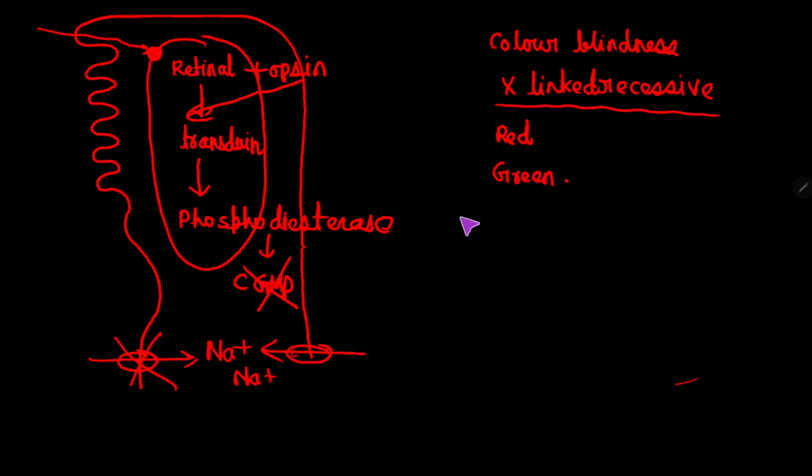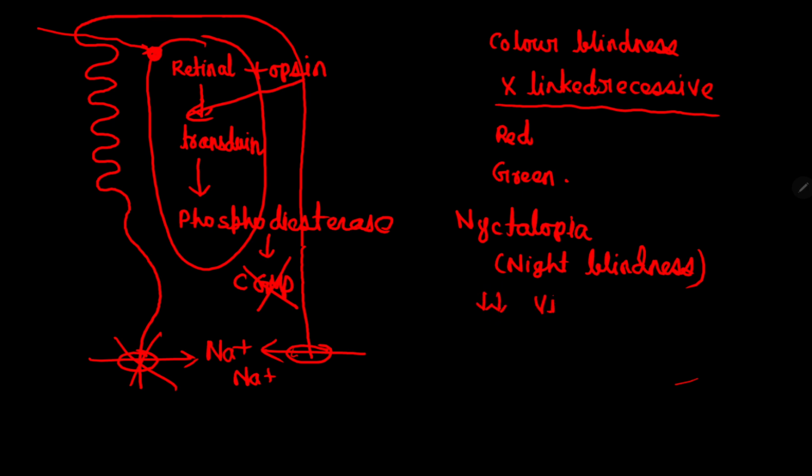Then we have one disease called nyctalopia. Nyctalopia means night blindness. Night visualization will not be very clear. The reason for this is less vitamin A. When vitamin A is less, obviously retinol synthesis will also be less, and when retinol synthesis is less, rhodopsin is less, and when rhodopsin is less, obviously it will cause night blindness.